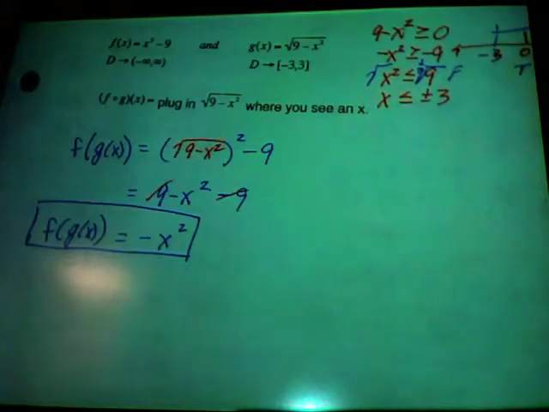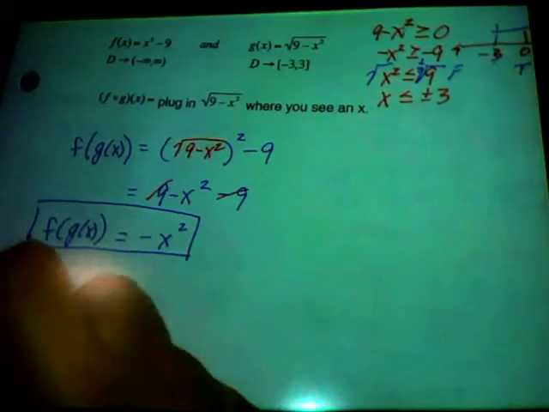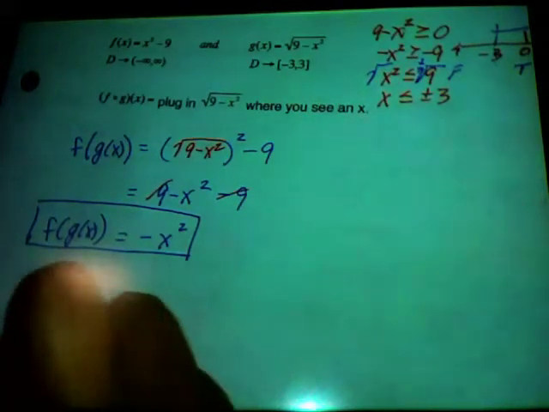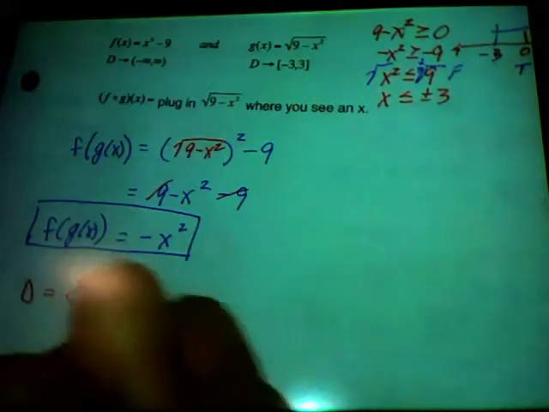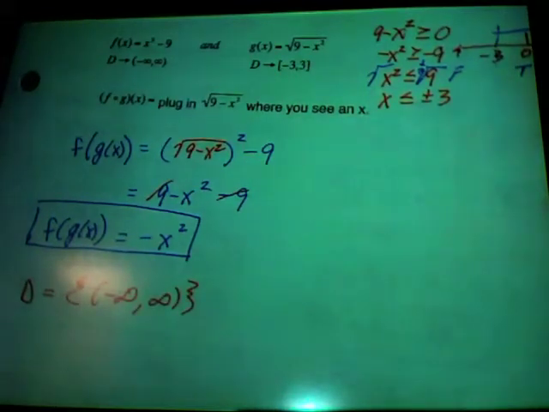What's the domain of that function? Even though I put a restricted function in there, what's the domain of this? Is it restricted? No. So what's your domain? Negative infinity to positive infinity. You don't have to have the braces if you don't want to. So the domain of the composite function turned out to be not restricted at all. Perfect. All right, that's it.